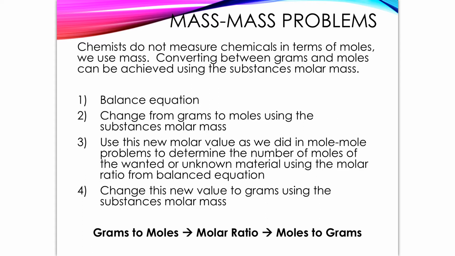Then we're going to change the given amount in grams to the given amount in moles. Using the molar ratio that we get from our balanced equation, we're going to convert from the given moles to the want or the desired unknown moles. And then we're going to convert that back into grams for the final answer. So basically, you're going from grams to moles, then you use the molar ratio from the balanced equation to convert from one material to another in moles, and then moles back to grams of the final material.